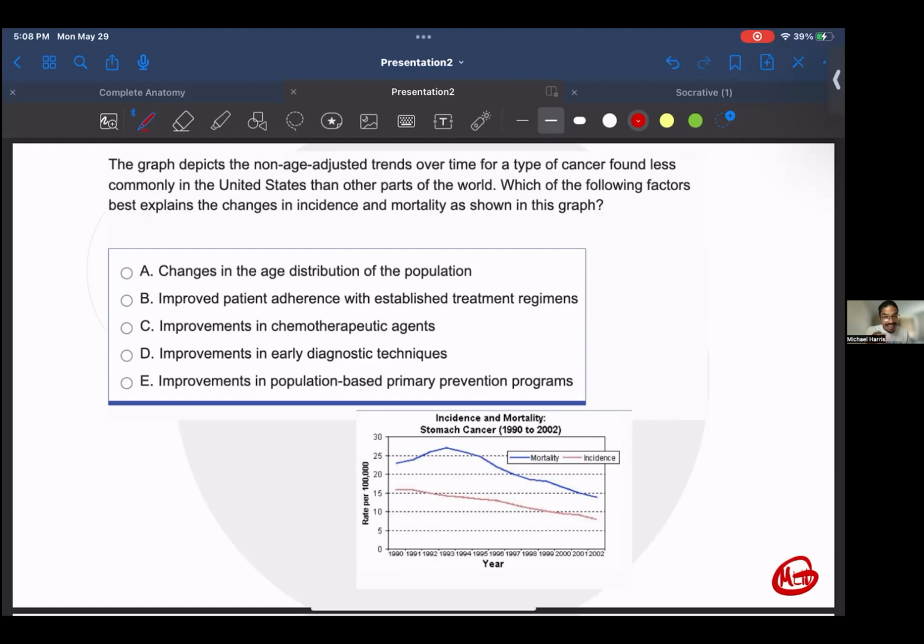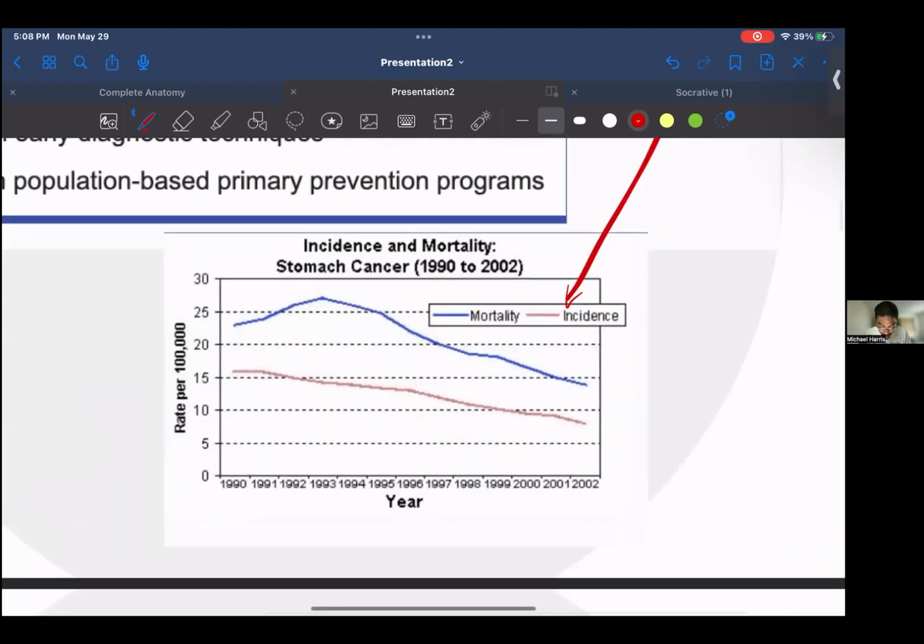Okay, so what's going on here in this vignette is they're asking you what is the most likely to explain what's going on in this image? So you have to look at the image and understand what's going on. We have mortality in blue, incidence in pink. The incidence looks like it's constantly decreasing. But it looked initially like mortality was increasing, so it looked like they were dying fairly fast. However, something happened at this point that caused mortality to decrease without changing incidence.